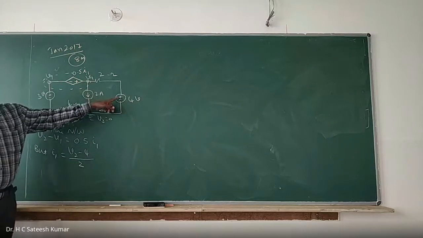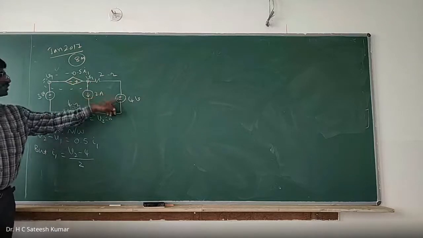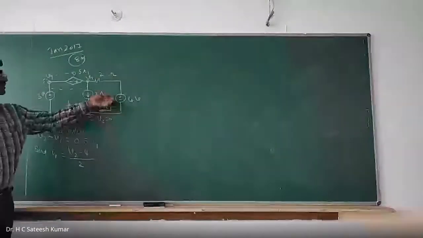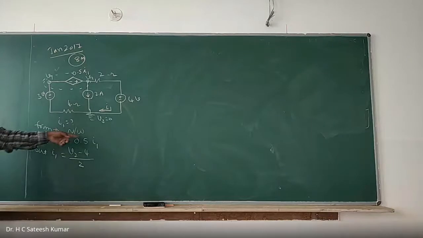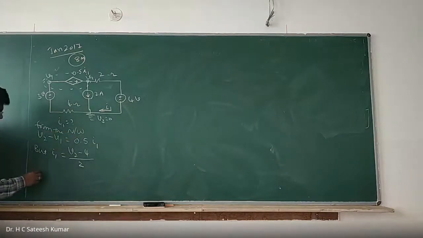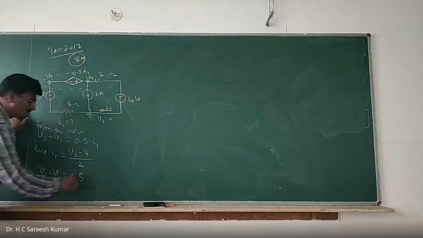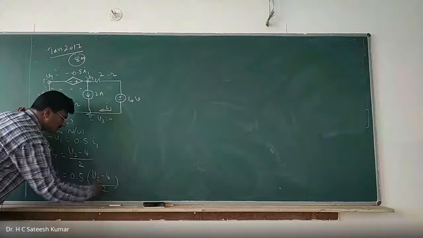So therefore, this voltage minus this voltage, V2 minus 4, is connected to ground. V2 minus 4 divided by 2 is equal to voltage difference divided by the resistance. You will get the current I1. So now you substitute in this equation. What will you get? V2 minus V1 is equal to 0.5 into, what is I1? V2 minus 4 divided by 2.